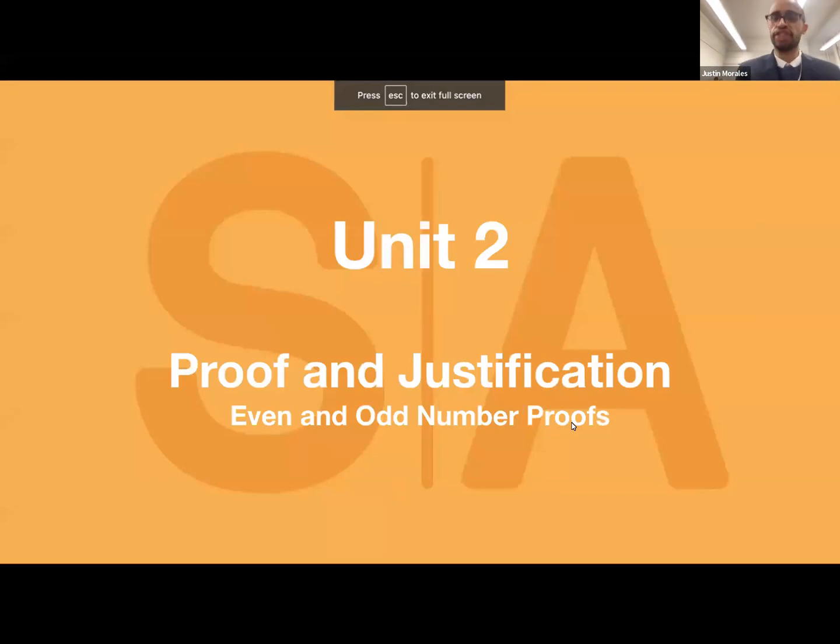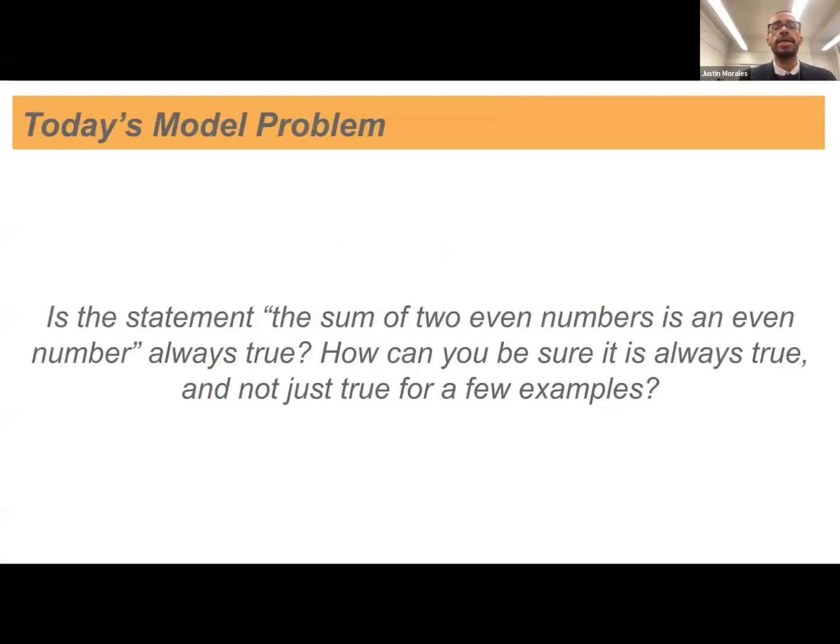So yes, today is the second lesson, or should I say lesson 3, because our first lesson, I combined lessons 1 and 2 together. Today is lesson 3 of unit 2, which is all about even and odd number proofs. So let's just dive in. Today's model problem is a statement: the sum of two even numbers is an even number, always true? How can you be sure if it is always true and not just true for a few examples?